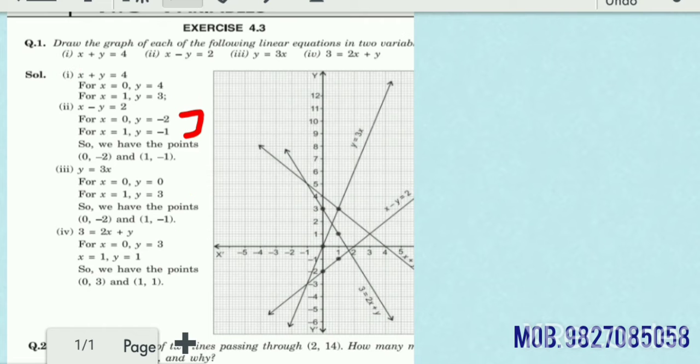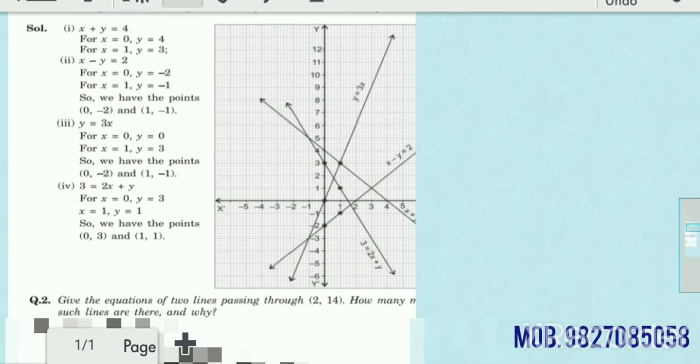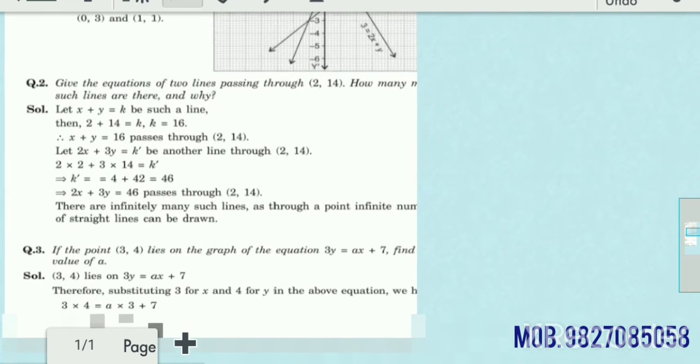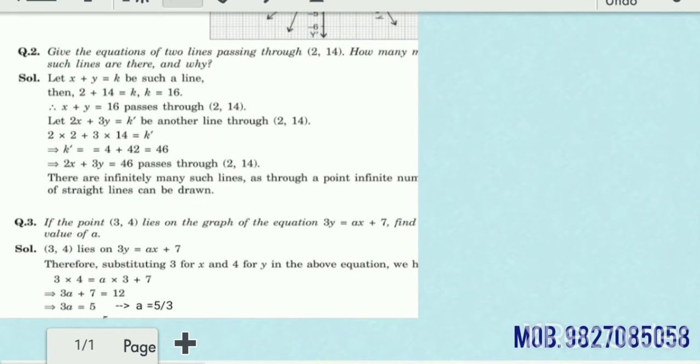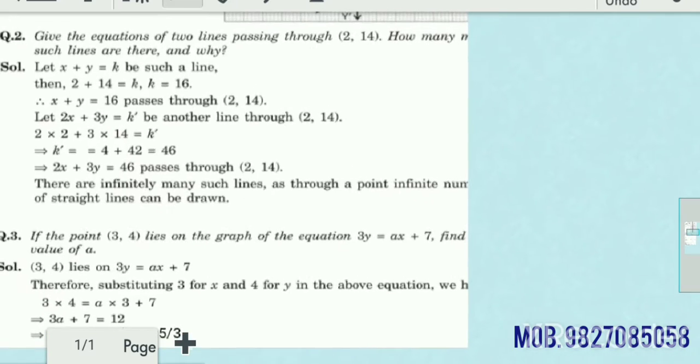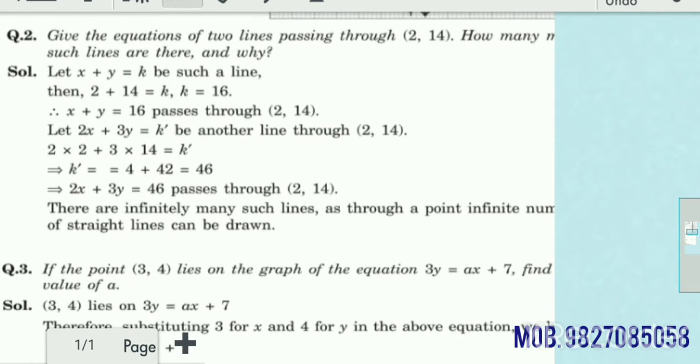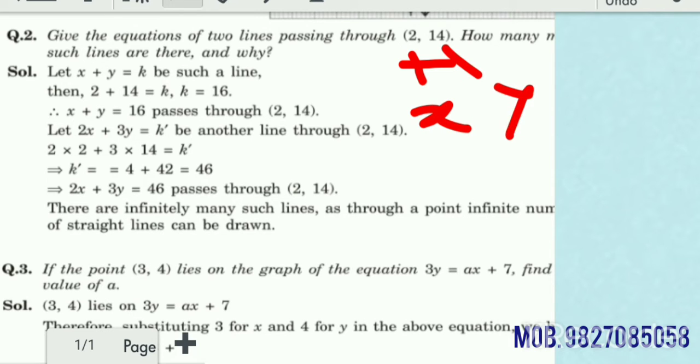Okay, now question number 2: give the equations of two lines passing through (2, 14). How many such lines are there and why? Yes, so firstly we suppose the equation x plus y is equal to k. Here, put the value of 2 and 14, this is the value of x and this is the value of y. Now we get k is equal to 16.